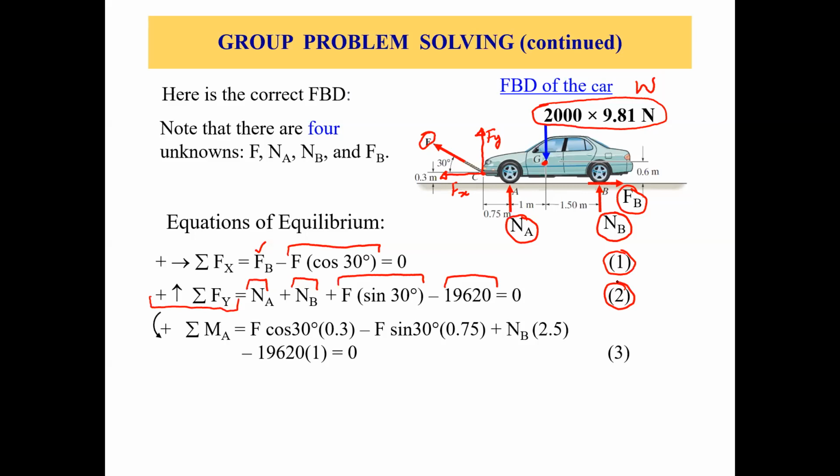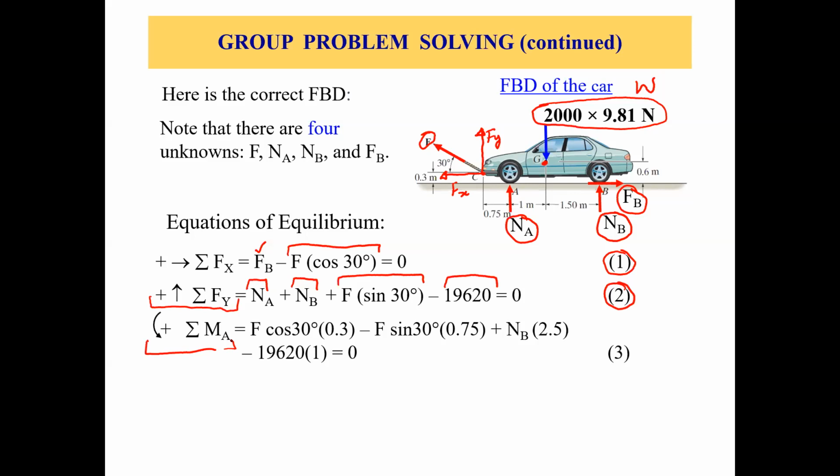So let's apply moments at point A. If we take moments at point A equal to 0 with the sign convention of counterclockwise positive, how many moments are we getting at point A? NA would not create any moment, so there's no moment from NA. There is a moment from Fx, Fy, there's a moment from W, there's a moment from NB, and there's no moment from FB, because that is also passing through point A.